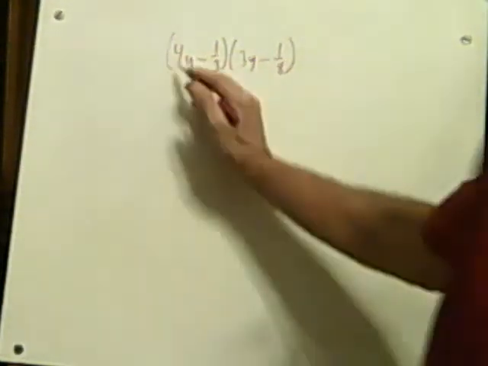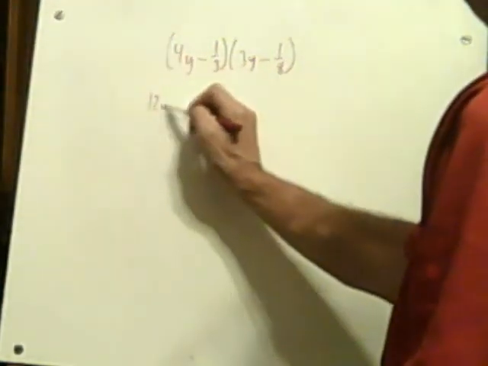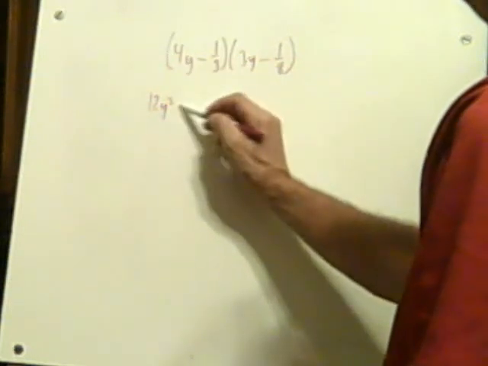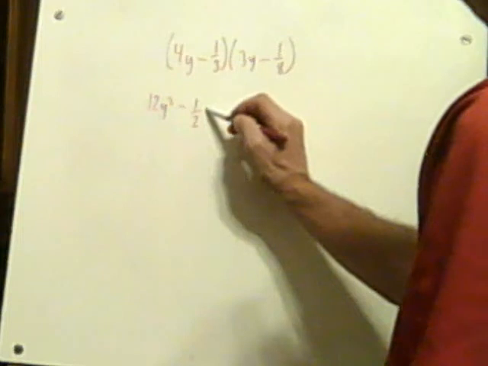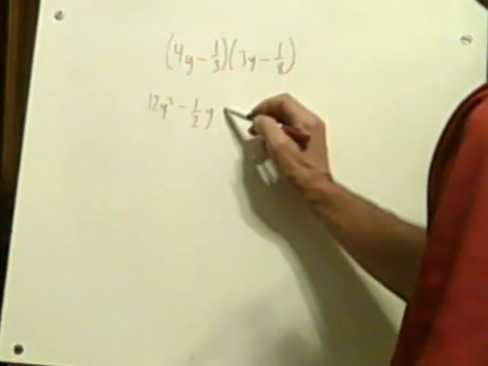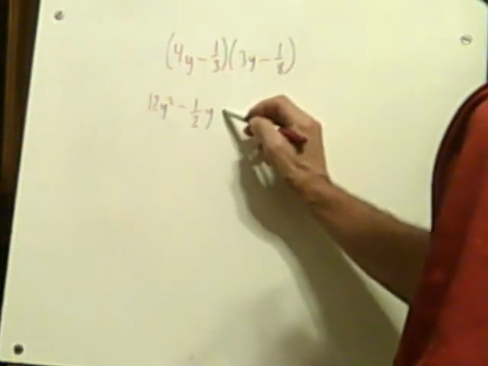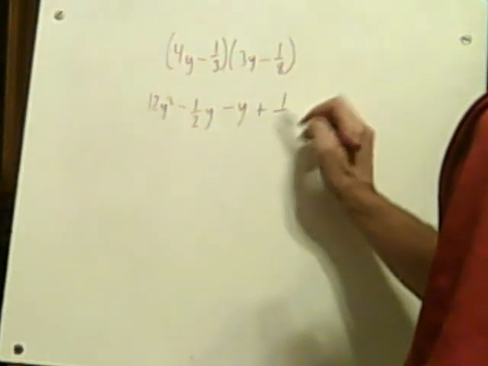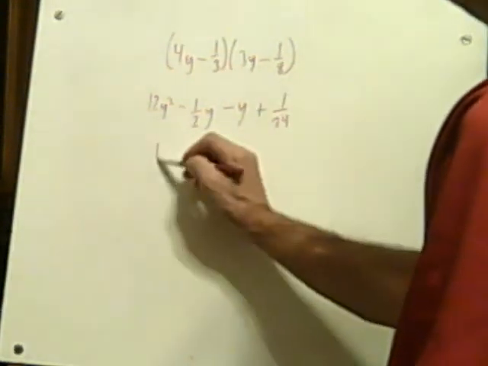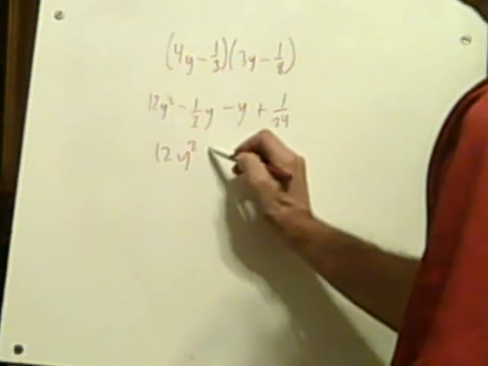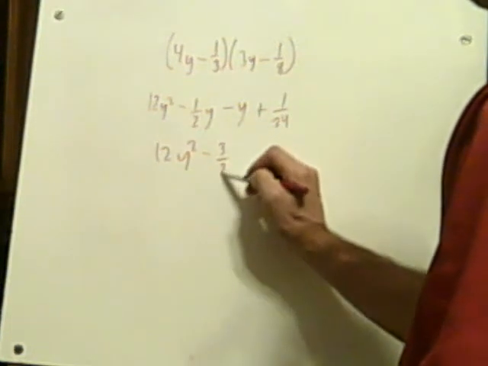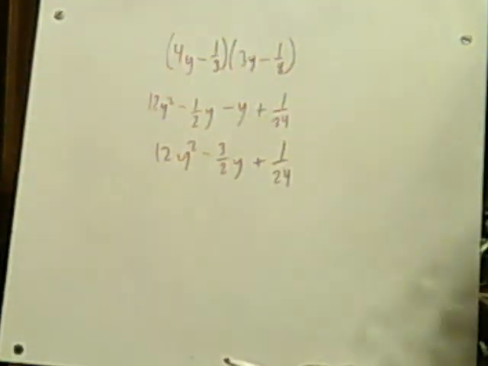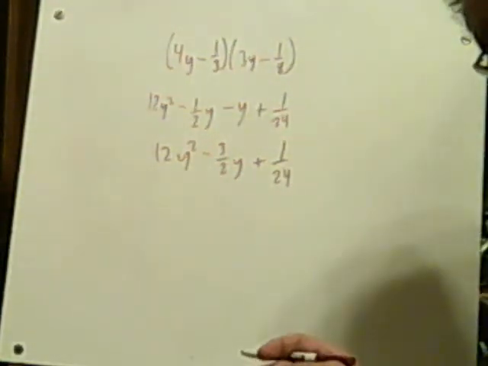Okay, now this one, it's going to be 12y squared, and we're going to have minus 1/2 y, then we're going to have minus y, and then we're going to have plus 1 over 24. So that's going to be 12y squared, minus 3/2 times y, plus 1 over 24. Okay, you get some fractions in there, but there's nothing wrong with those.